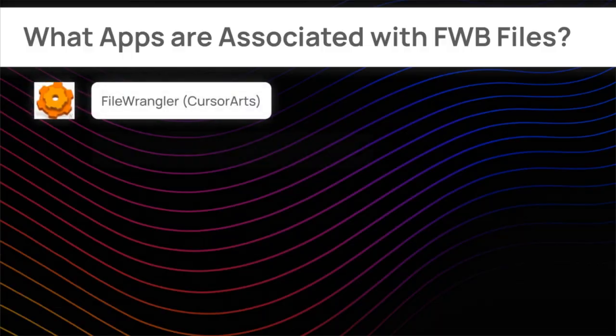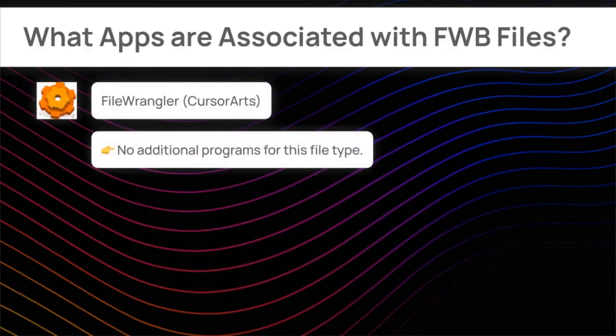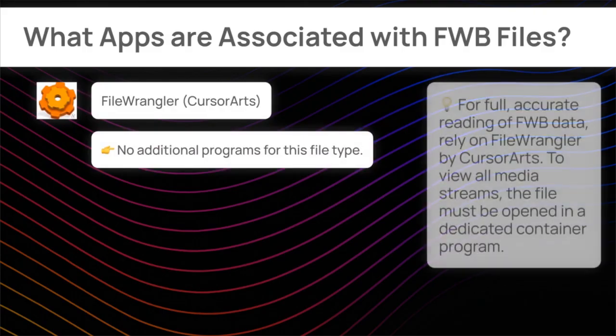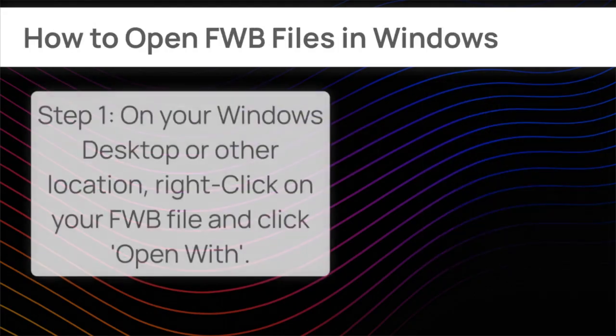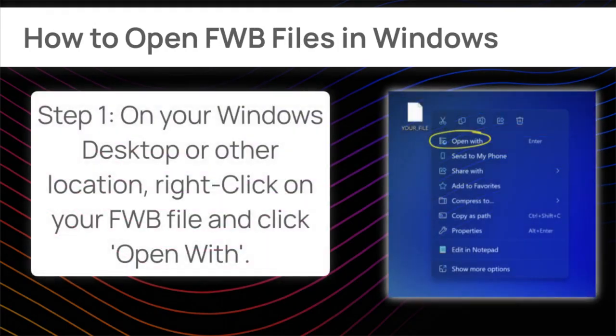The fundamental reading standard for FWB is set by FileWrangler from Cursor Arts. To view all media streams, the file must be opened in a dedicated container program. Windows only recognizes the file type, while actual data access requires the proper backup application. The easiest solution is often finding the right app.